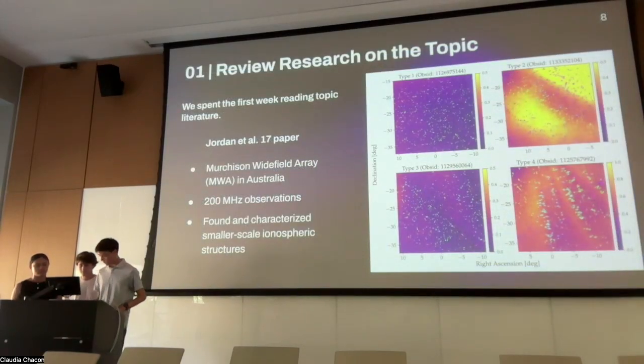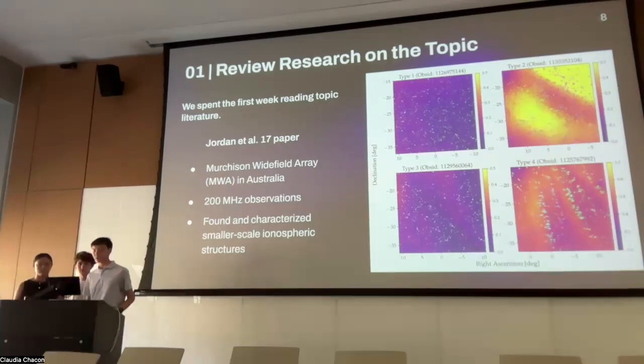So this is one of the things we looked at. In the first week, we basically did research about the overall ionosphere, getting more familiar with the literature and what research has been done so far. This is one of the papers we looked at more closely, by Jordan et al. in 2017. They're analyzing the atmosphere using the Murchison Widefield Array, which is in Australia. It's at a higher frequency than what we were looking at, about 200 megahertz, but they found and characterized structures in the ionosphere, which you can see in type 2 and type 4 on the right side.